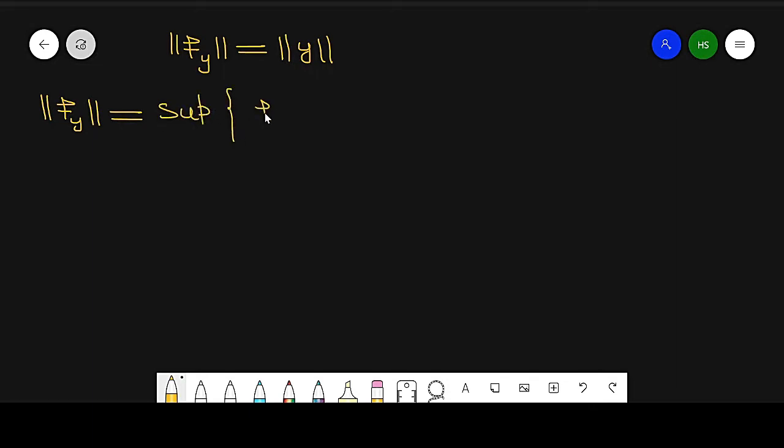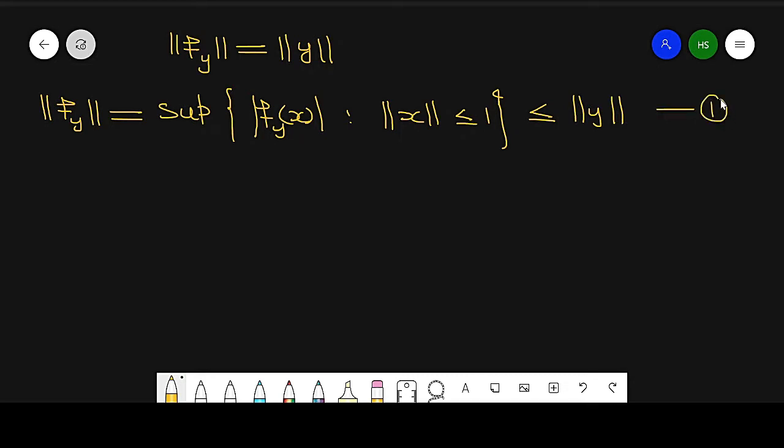In addition to that, our next step is to show the norm of f_y and the norm of y are equal. Just substitute its value: the norm of f_y is the supremum of the absolute value of f_y of x such that norm of x is less than or equal to 1. As we know, this value is less than or equal to norm of x into norm of y, and since norm of x is less than or equal to 1, this is less than or equal to norm of y. I take this as equation number 1.